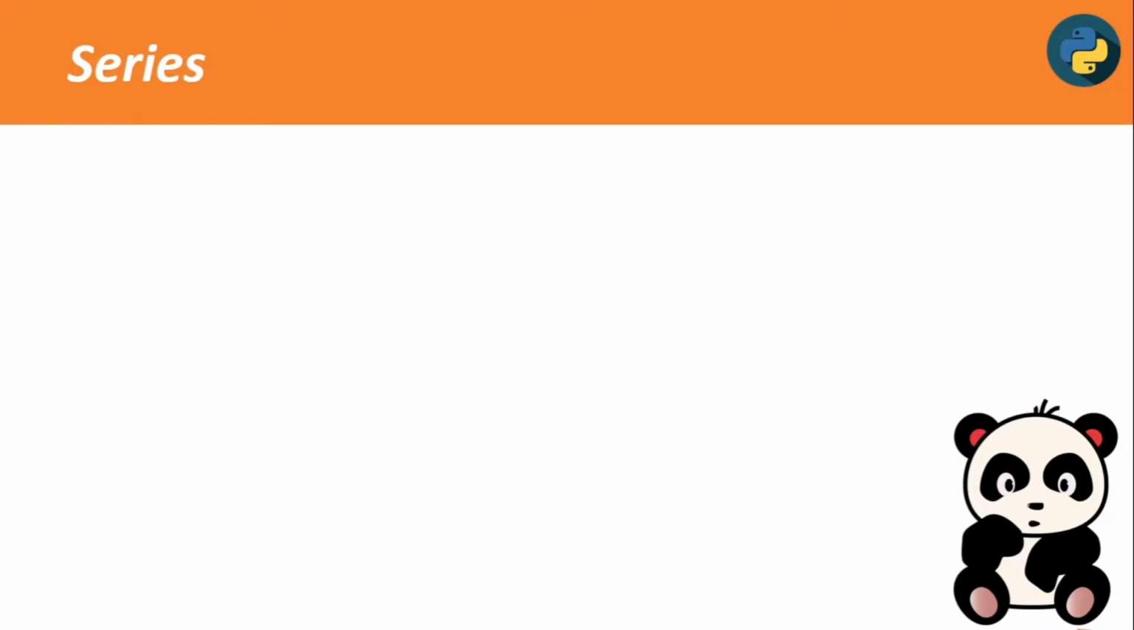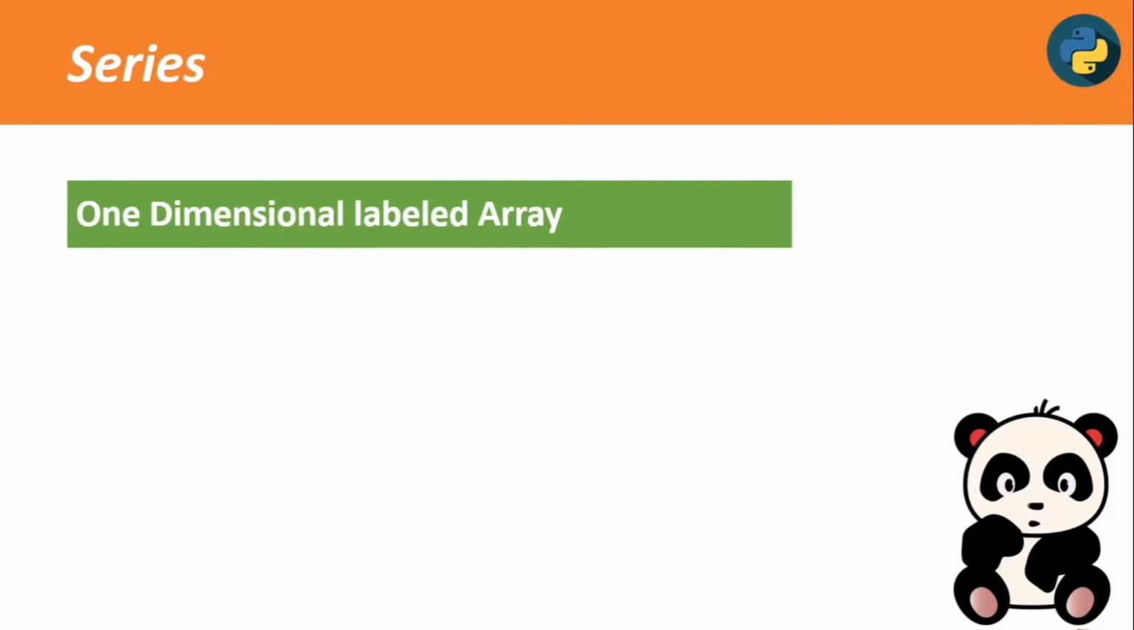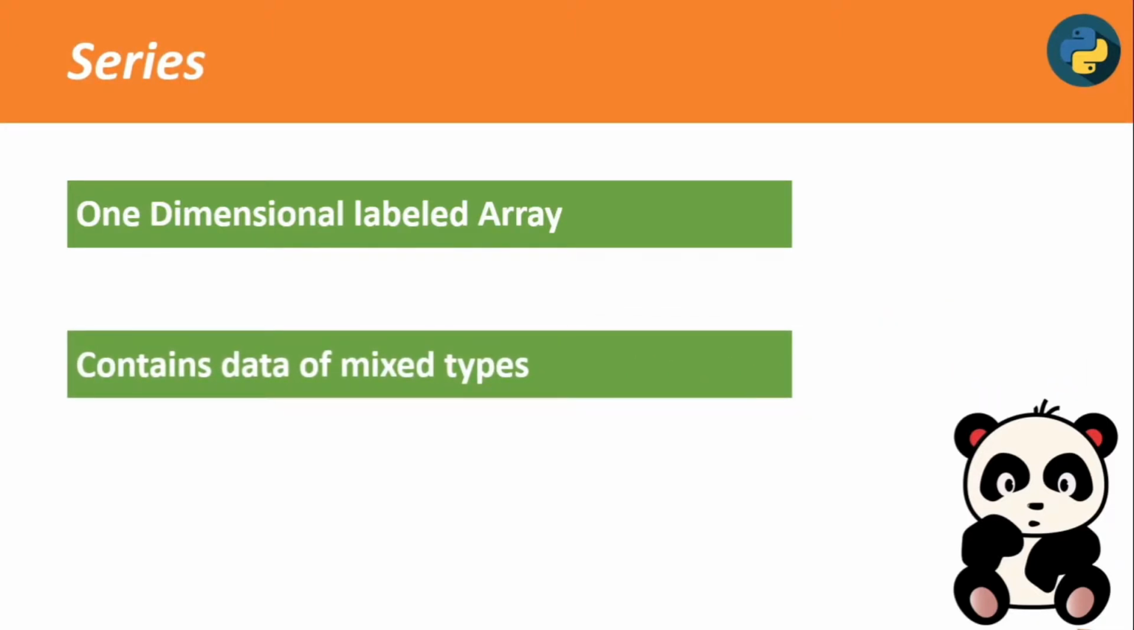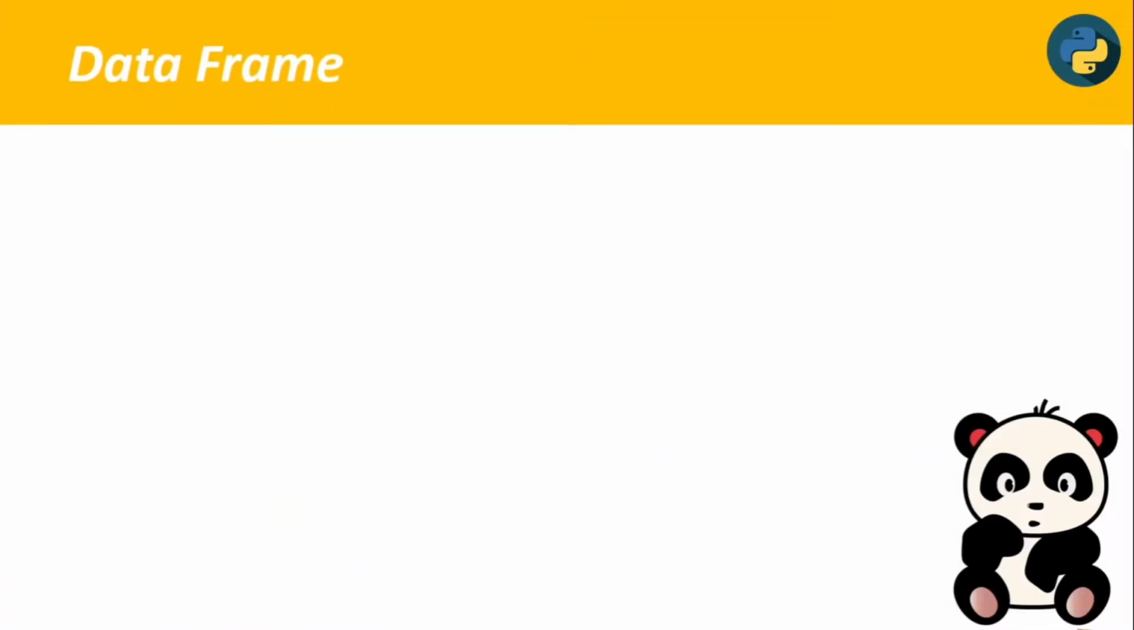A series object in Pandas is a one-dimensional labeled array which holds data of similar or mixed types, like strings, numbers, etc. In this example, you can see we have two columns. One is the labels and another is the marks, which is the user defined list. When we create a series object over the list, it gives a label based on the index position number.